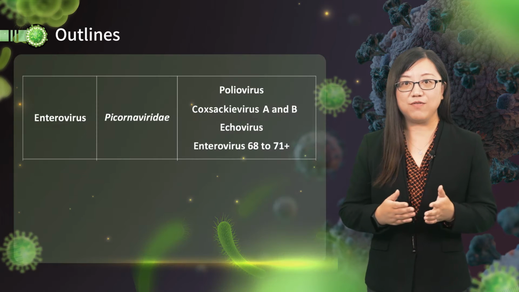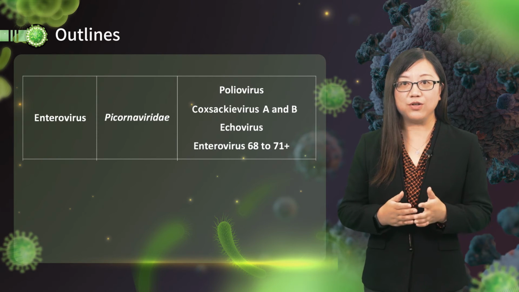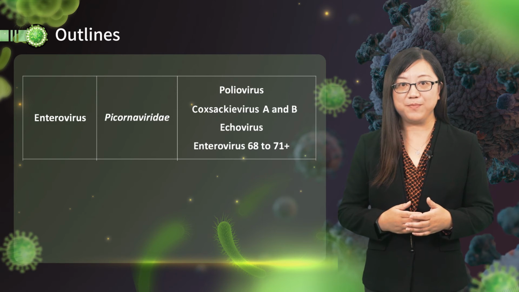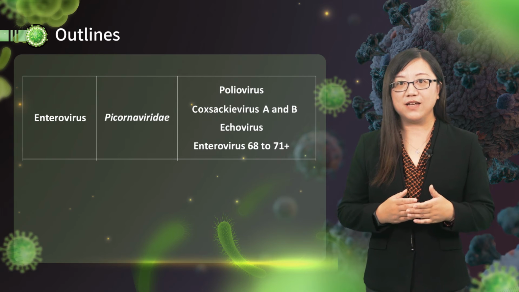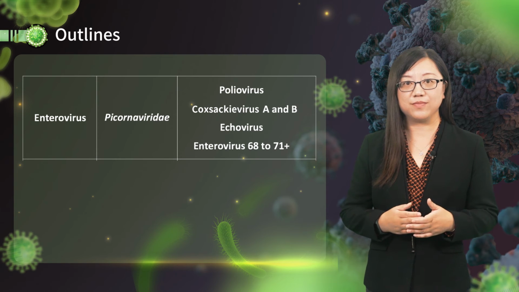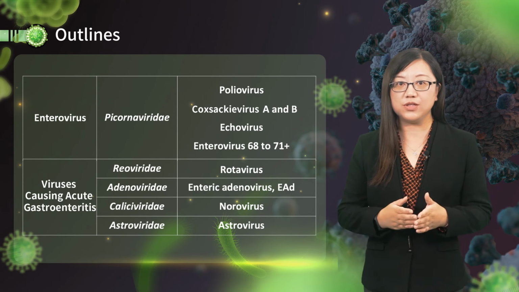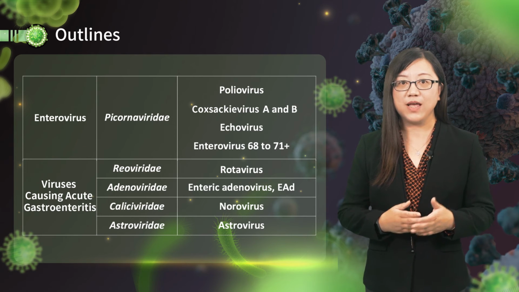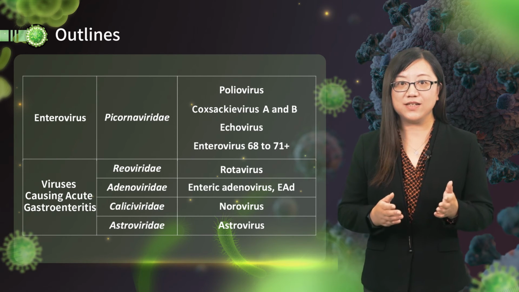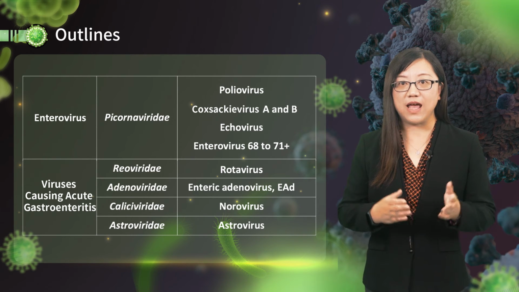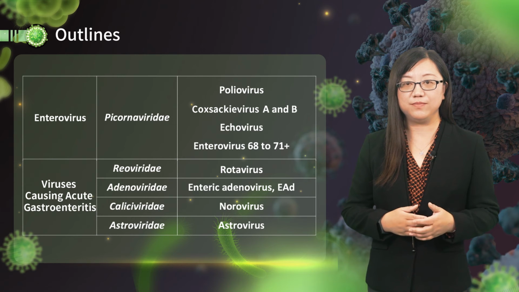This chapter will cover the following viruses: the enteroviruses, which belong to Picornaviridae, include poliovirus, Coxsackie virus A and B, echovirus, and enterovirus 68 to 71, etc. The viruses causing acute gastroenteritis include Reoviridae, rotavirus, Adenoviridae, enteric adenovirus, Caliciviridae, norovirus, and Astroviridae, astrovirus.